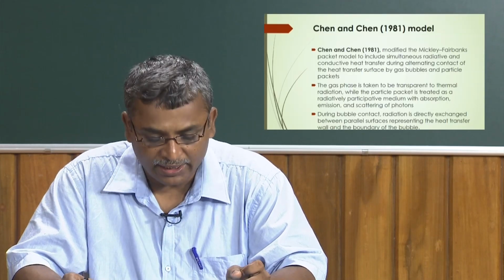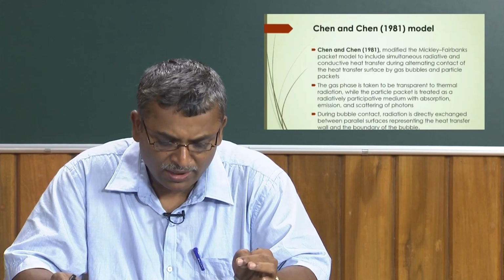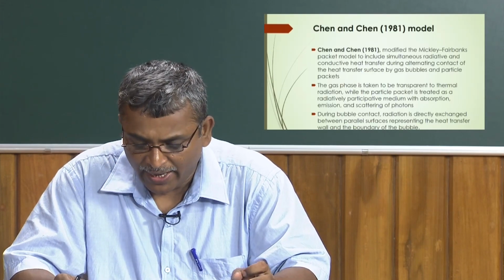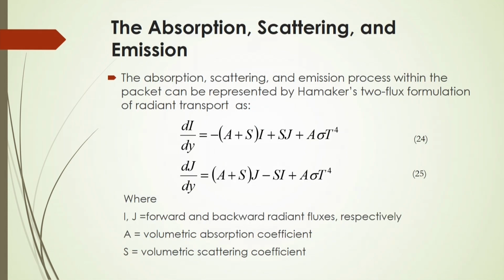bubbles and particle packets. The gas phase is taken to be transparent to thermal radiation, while the particle packet is treated as a radiatively participating medium with absorption, emission and scattering of photons. During bubble contact, the radiation is directly exchanged between parallel surfaces representing the radiant heat transfer wall and the boundary of the bubble. Now, how do we actually estimate this absorption, scattering and emission?